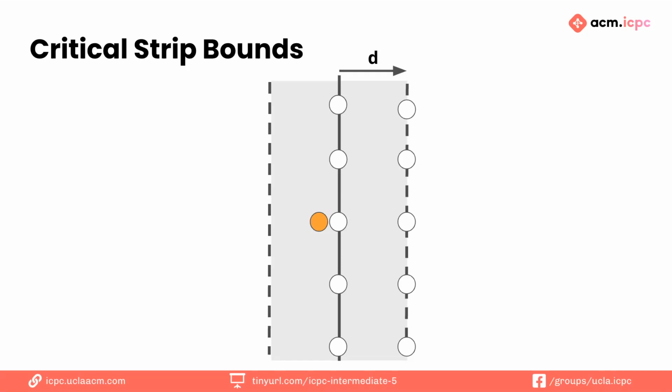No, it's at least 2D. Yeah, so that distance would be at least 2D, right? So we know that we don't need to consider the points on the bottom and on the top, but we only need to consider these points in the middle section. And so does anyone know how many points could be in the middle section?